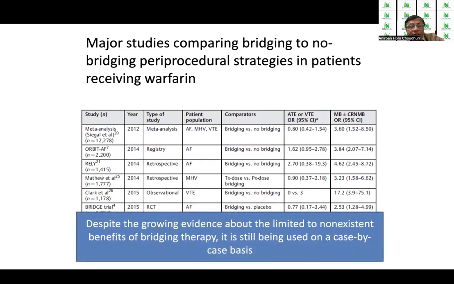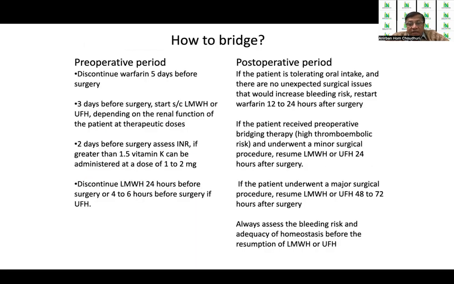Therefore, despite the growing evidence about the limited to non-existent benefits of bridging therapy, it is still being used on a case-by-case basis, because in some patients, it has been found to give exceedingly good results, and also their numbers are less, but their effect is long-lasting. So how to bridge?